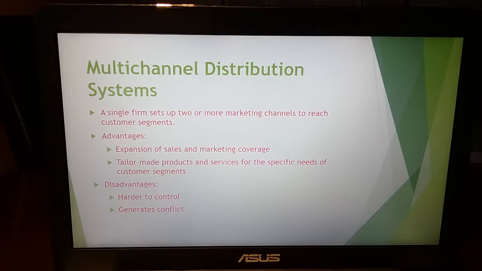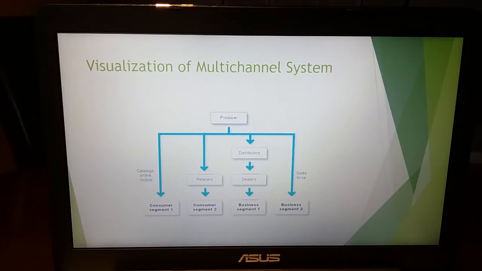So there are advantages to it because you can have multiple channels, it increases your coverage. It could be a little bit harder to control. There could be some conflict involved, but sometimes it's just really necessary to have multiple channels. It depends upon your product. Okay, so there you go. Different consumer segments or different business segments. That's just a visualization of it.